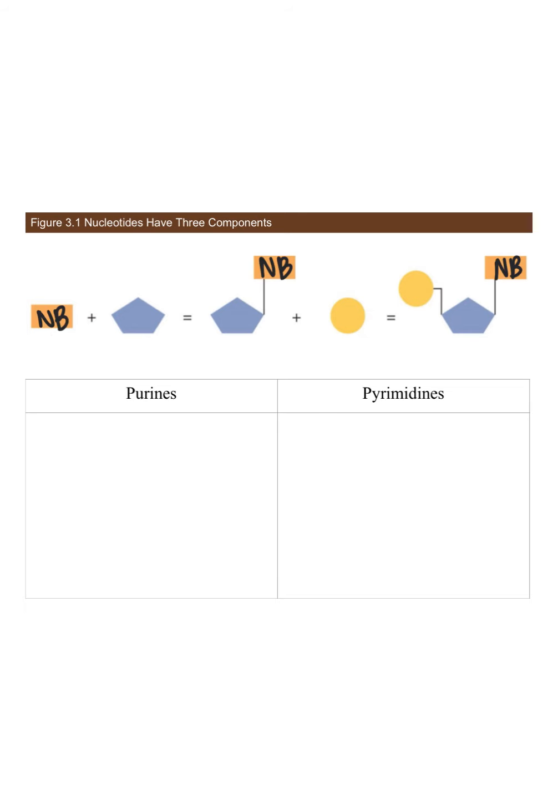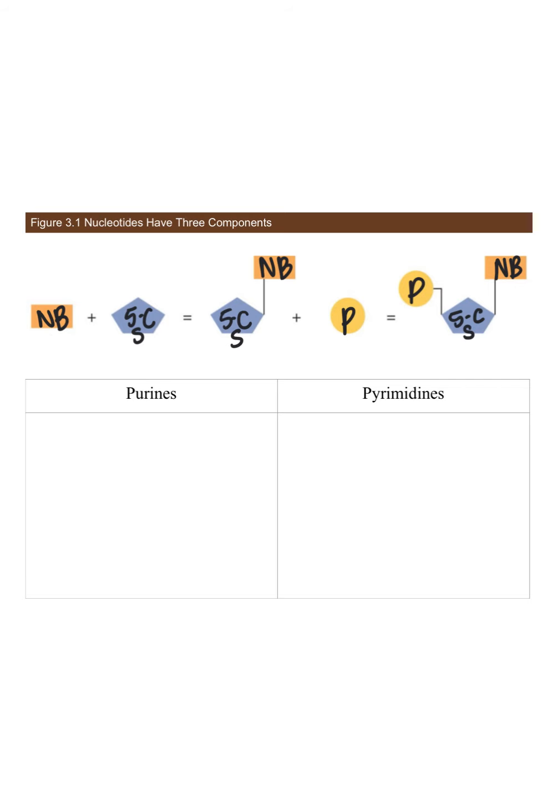In this diagram, you can see the 3 components of the nucleotide. These orange boxes represent the nitrogenous bases. The blue pentagons represent the 5-carbon sugar, and the yellow circle represents the phosphate.